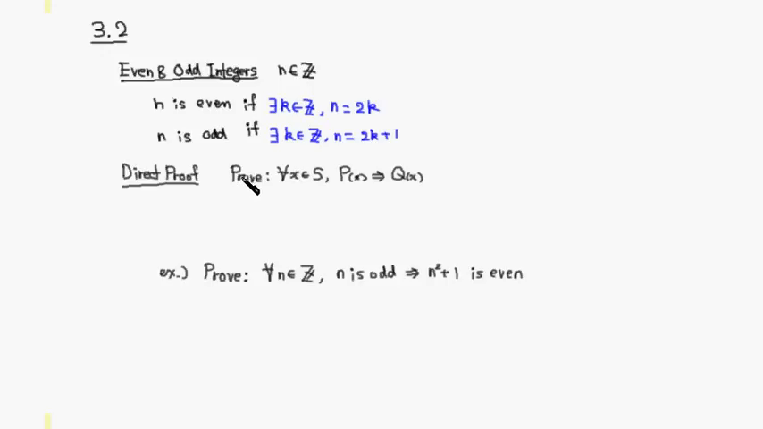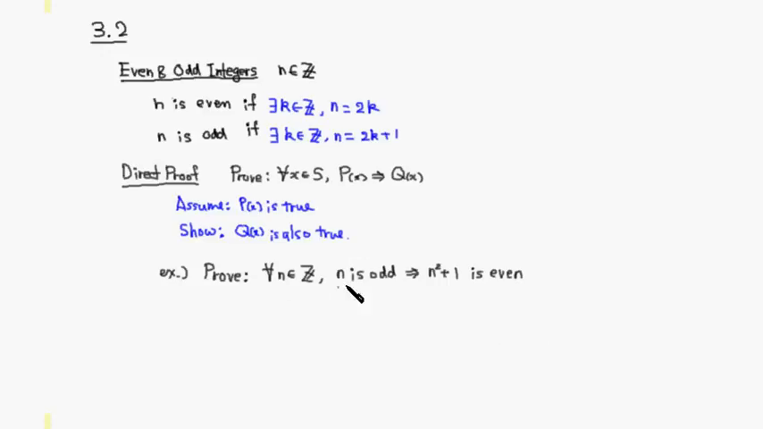So let's look at the direct proof. As usual, we're trying to prove for all x in S, P of x implies Q of x. So here's how we do direct proof. First, we assume that P of x is true, right? Then try to show that Q of x is also true, right?